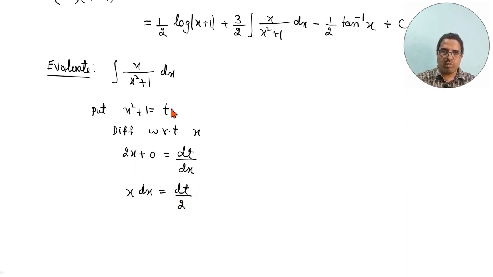So let us just try to plug in back over here in the given integral. So the integral of x by x square plus 1 times dx will be nothing but integral of, what is the x dx value? It is dt by 2 whole divided by x square plus 1. What is the substitution we have made? It is t.